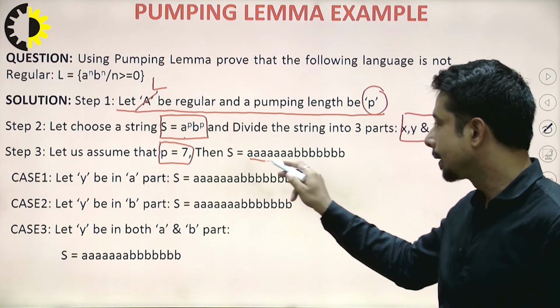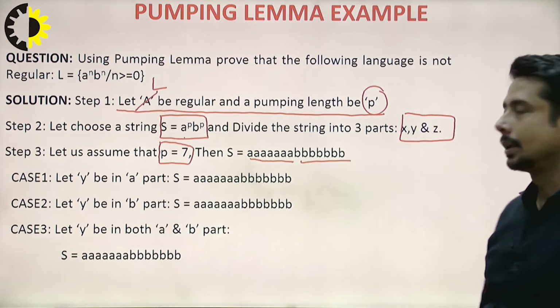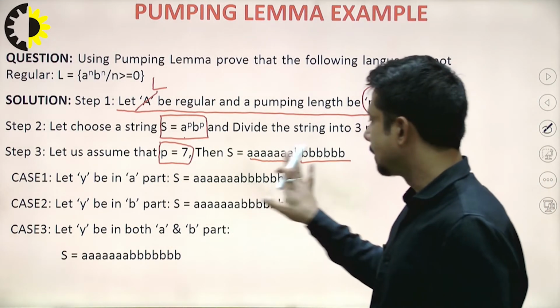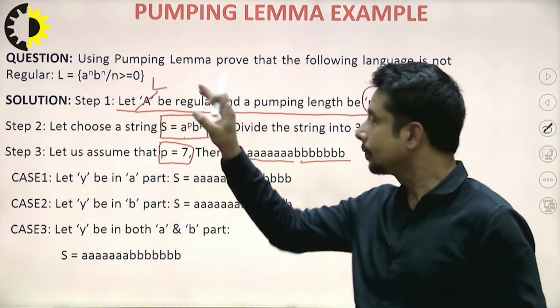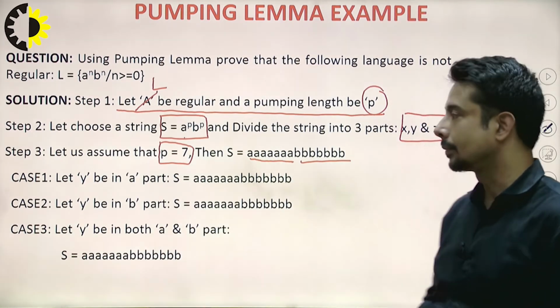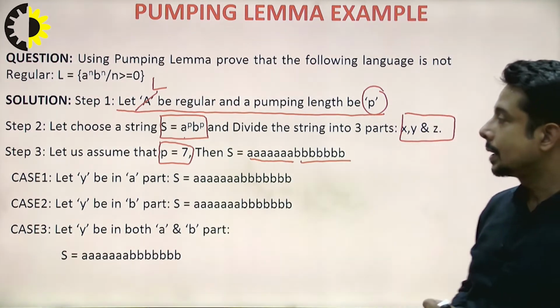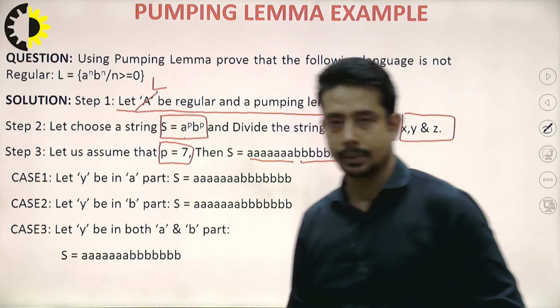So A 7 times, B 7 times. Okay, now the string will be this one. I have taken this one, but from that I have taken the particular string of this format. Now in step number 3, I will do certain cases.